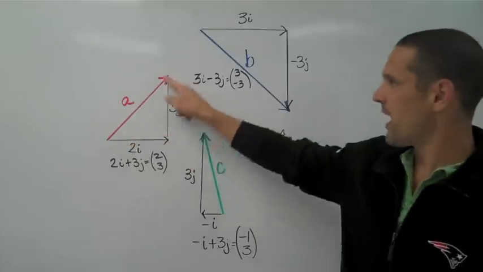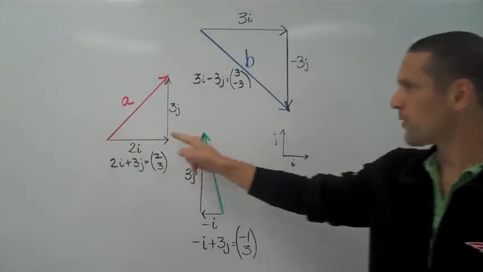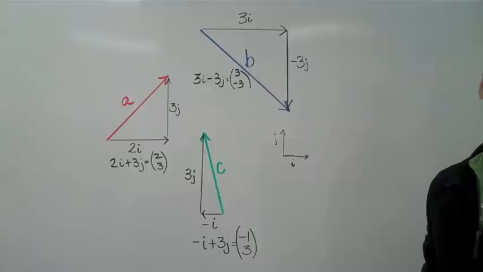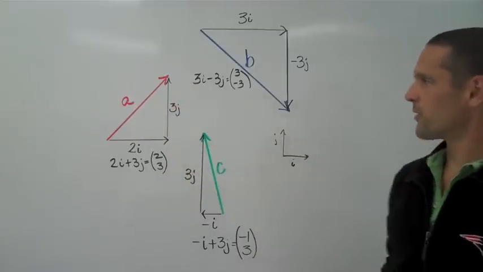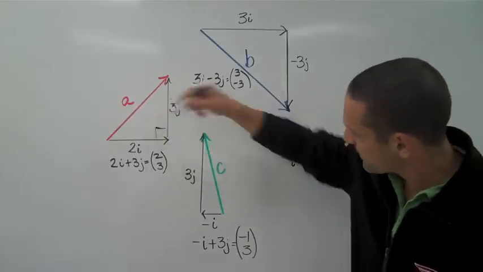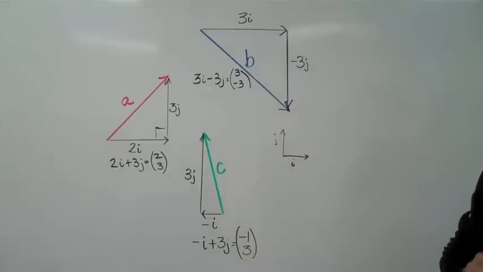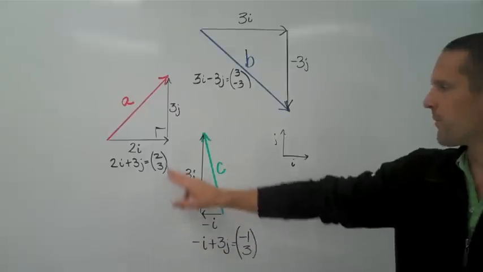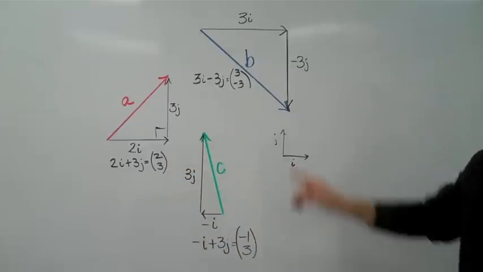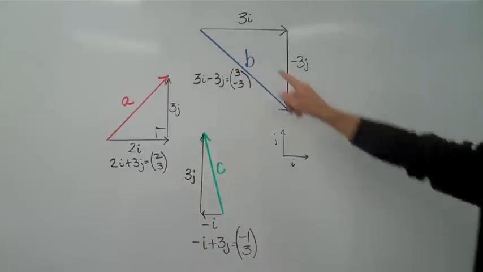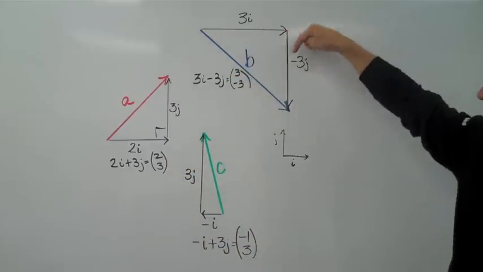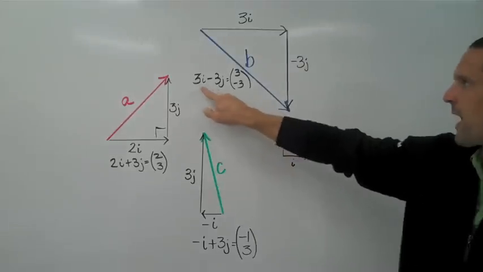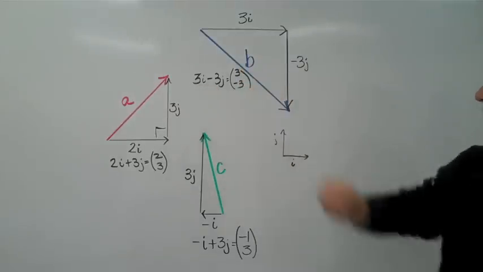So if I have vector A, I could consider this going over 2 units in the horizontal direction and up 3 units. Of course, that would make this into a right triangle where Pythagoras' theorem would apply. That would be 2i plus 3j, or we could write it in column vector form, 2 over 3. Here I have vector B. It's going over 3i and down 3j. So that would be 3i minus 3j, or 3 over negative 3.